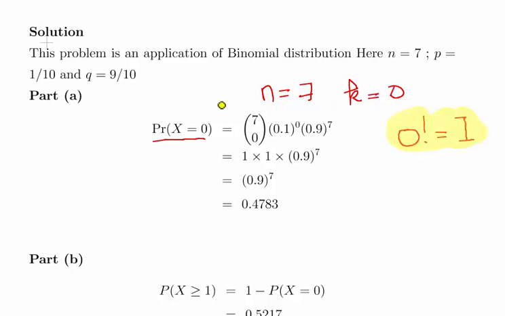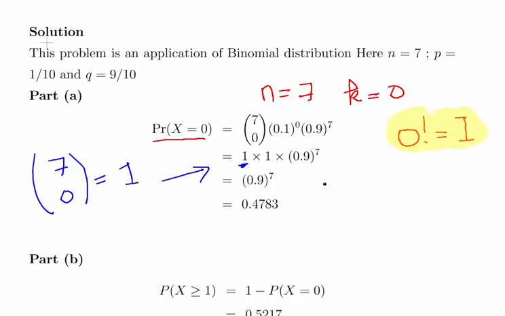If you're not sure of that yet. So when you calculate this out, 7 choose 0 should end up as 1. 7 choose 0 is equal to 1.